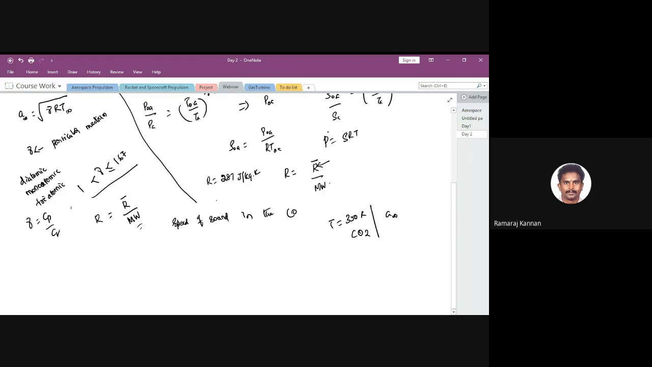So R you can calculate from that, for the particular value of CO2. Using the molecular weight of CO2, you can find out your R value, and also for the gamma value for CO2 normally they will give it, because we don't have any other means for calculating it. Otherwise we have to go ahead with the kinetic theory of gases.